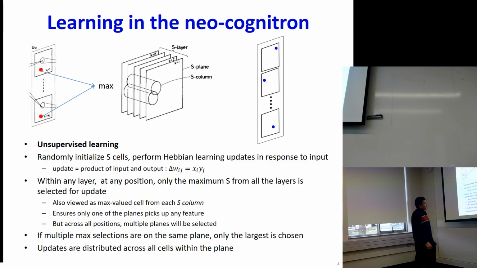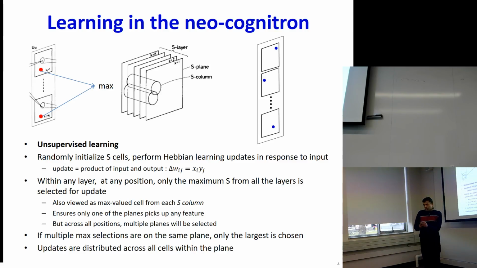What this means is that only one of the planes picks up any feature. But if I go across the planes, at each position you may end up picking a different plane. So when you go across the planes, eventually the entire planes get populated and all of the weights get updated. And if you find that multiple max selections happen on the same plane at any one point, you'd only pick the largest.